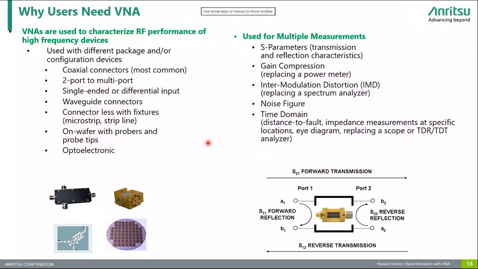Now we will highlight the versatility and importance of vector network analyzers in modern RF and microwave testing environments. Let's start with the type of measurements a VNA can measure beyond the standard S parameters, which cover transmission and reflection characteristics. VNAs are also used for gain compression testing, which will replace some traditional power meters. Intermodulation distortion, which will replace a spectrum analyzer and a setup of two signal generators, splitters, long cables, those types of things we can avoid by using a VNA.